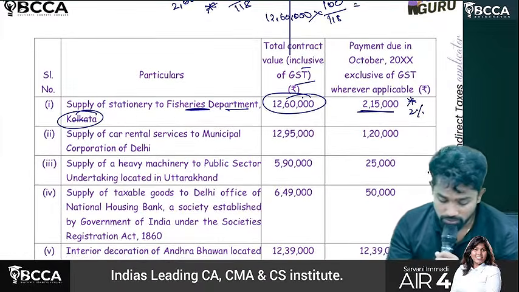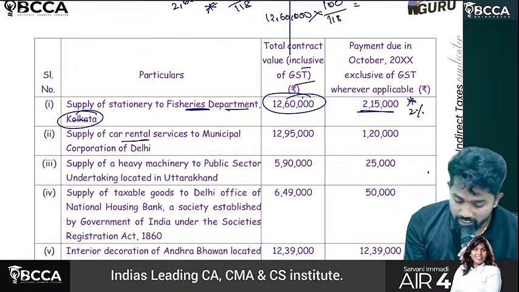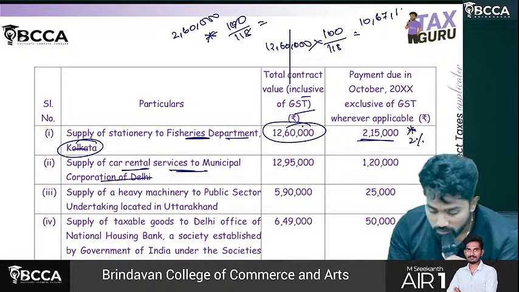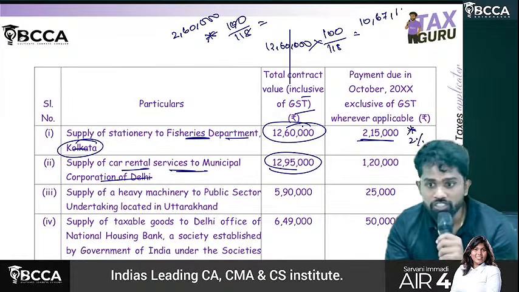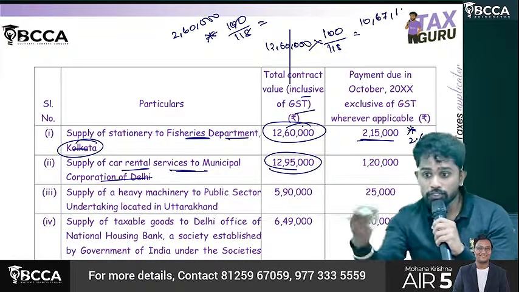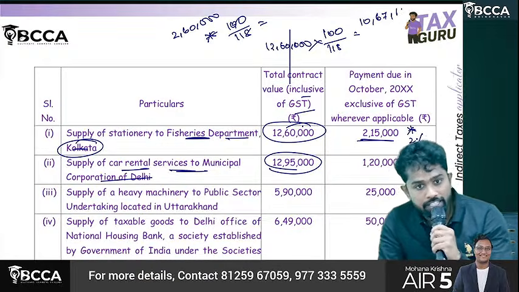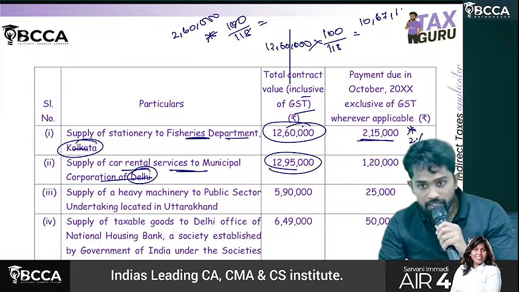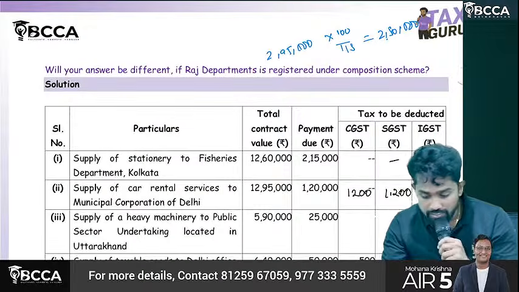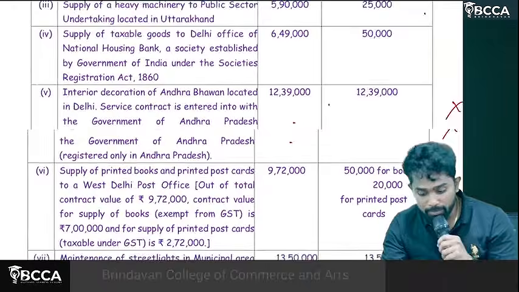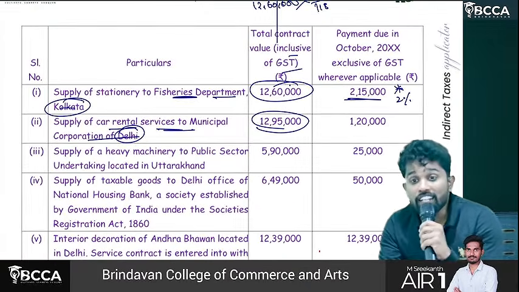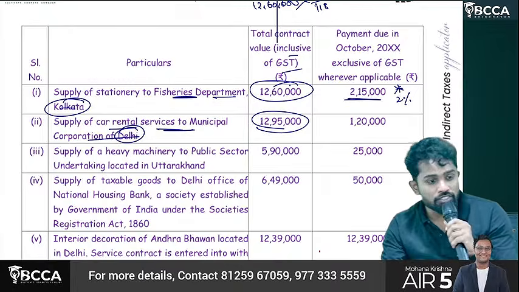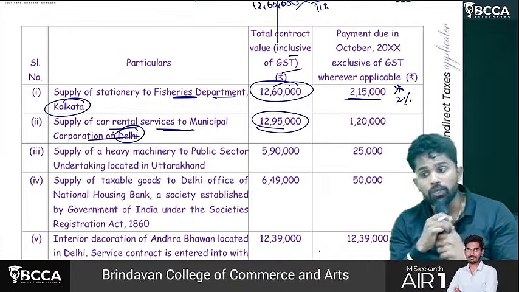Okay, then next one also, sir. Supply of car rental services to Municipal Corporation of Delhi. Sir, again what? 12,95,000. Again what we have to do? 100 by 118, which is more than 2,50,000. We'll think TDS is applicable. But here both are in Delhi. So CGST and SGST. But again in the answer, sir, they didn't give anything. Okay, again what happened? Actually it is 2,95,000. But our institute made it 12,95,000. Sir, if you check 2,95,000 into 100 by 118.